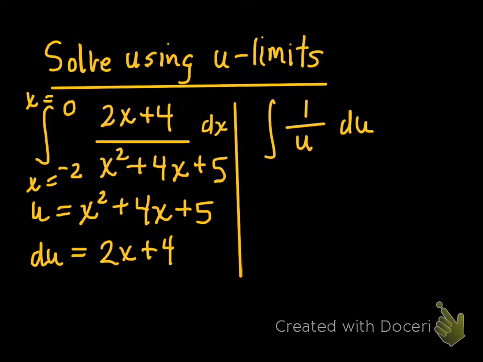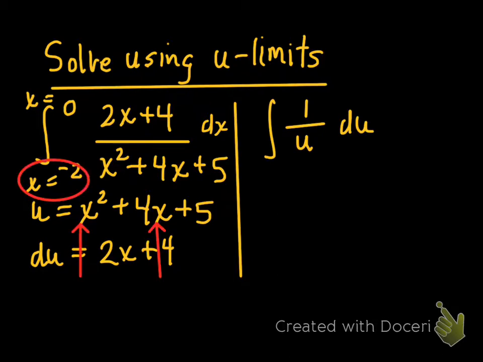But this time I'm going to use u limits of integration. Last time I included no limits at this part of the problem. This time I'm going to actually put in u limits of integration, because I know what u equals. u equals x squared plus 4x plus 5. So let's put in 0 for x. I'll get a new limit of integration that u equals 5.